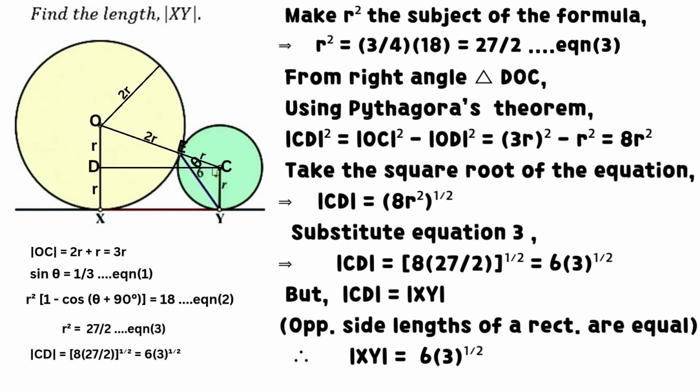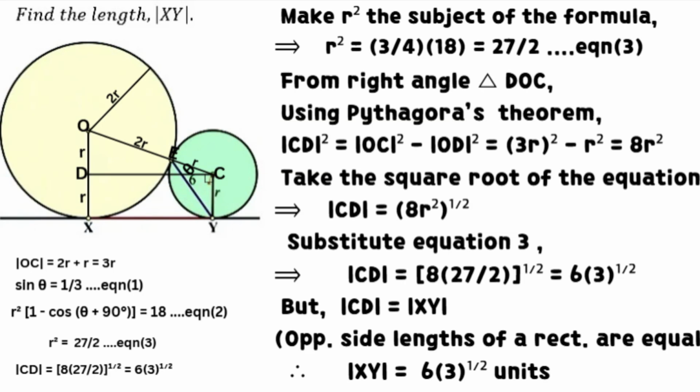Substitute equation 3. It follows that length CD equals the square root of the product of 8 and half of 27, which equals 6 times the square root of 3. From the constructed figure, line CD equals line XY. It is because opposite side lengths of a rectangle are equal. Therefore, length x, y equals 6 times the square root of 3, in units.